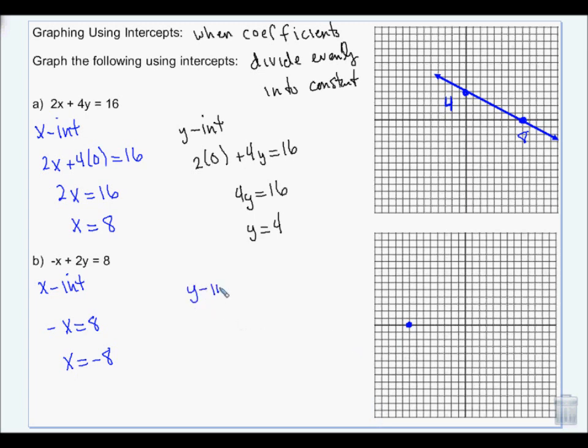And then for my y-intercept, I'm going to get rid of the x, so I have 2y equals 8. So if 2 times y equals 8, then y equals 4. Put a dot on the 4. And then connect your dots.